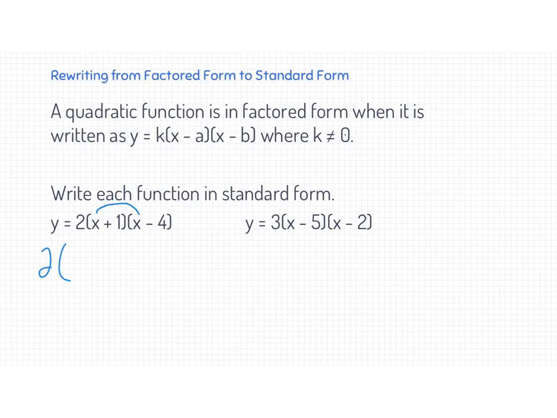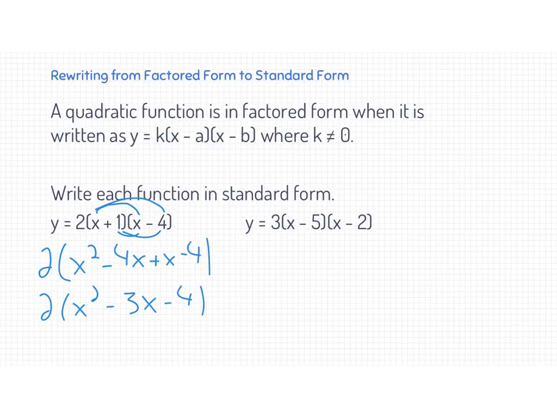So this 2 stays out here, and then I get x squared minus 4x plus x minus 4. Simplify, you get x squared minus 3x minus 4. Go and distribute the 2. And there is your standard form.